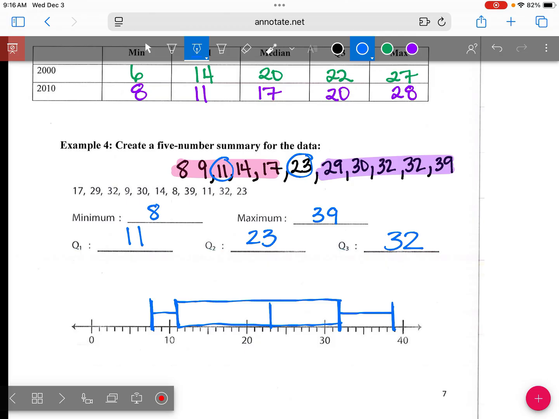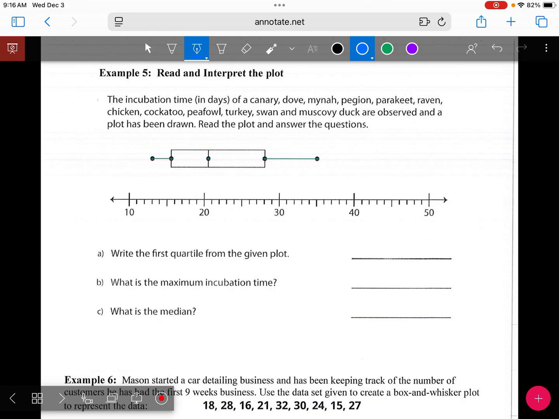All right, let's go to the next page. We just have to answer some questions. We got the incubation time for a canary, a dove, a myna, a pigeon, a parakeet, a raven, a chicken, a cockatoo, a peafowl, a turkey, a swan, and a Muscovy duck. That's a lot. So they looked at the incubation time and they created a box and whisker plot.